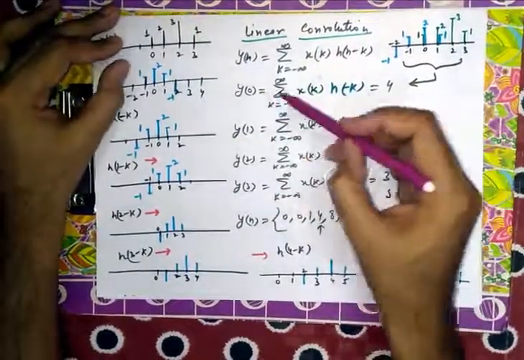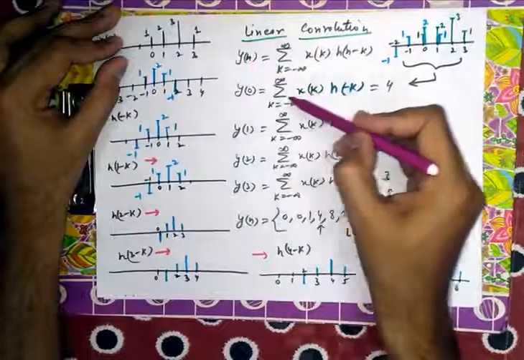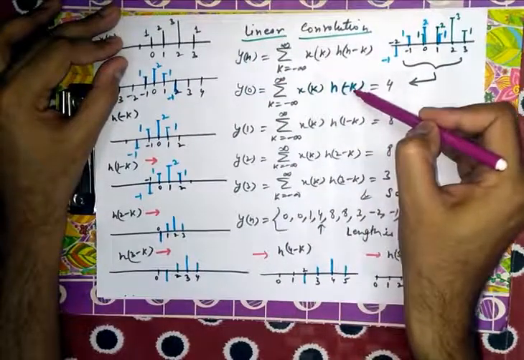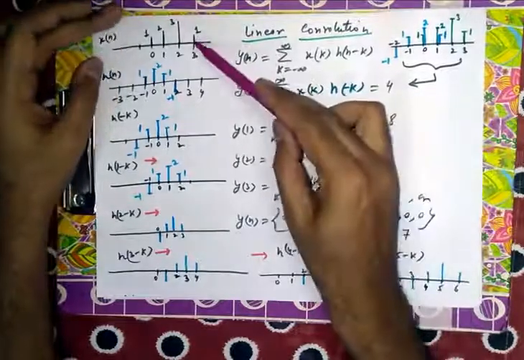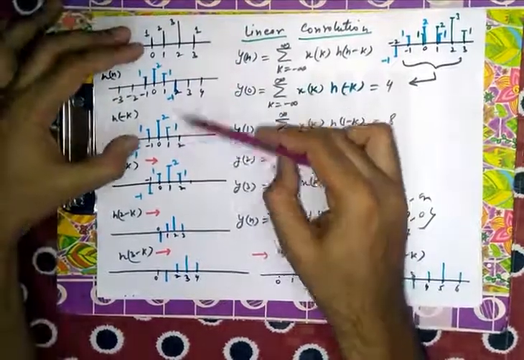Suppose now this is the formula of y[n]. The first value we will calculate is for n equal to 0. Put n equal to 0 everywhere, and it becomes x[k], h[minus k]. It means sequence x[k] and sequence h[minus k] will be multiplied together.